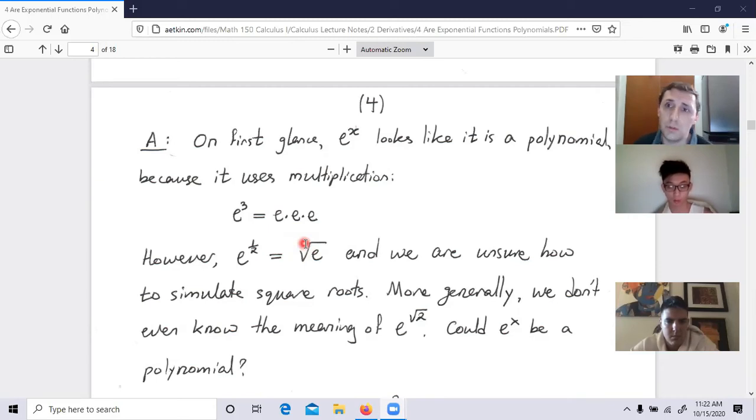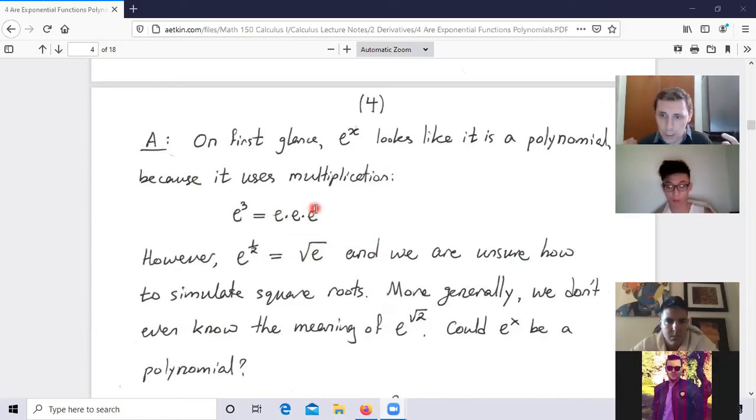Otherwise, we could take the square root of 5. Good. So we don't necessarily understand this, and especially not this. And also, even with multiplication, you see a polynomial is using the same set of operations. Yes, it uses the same set of operations.